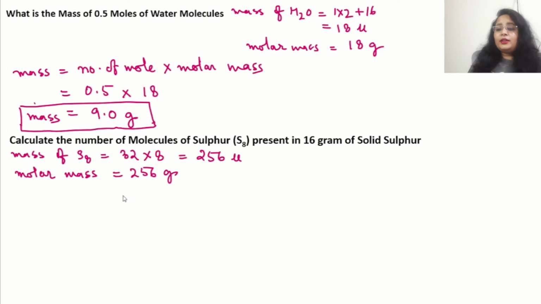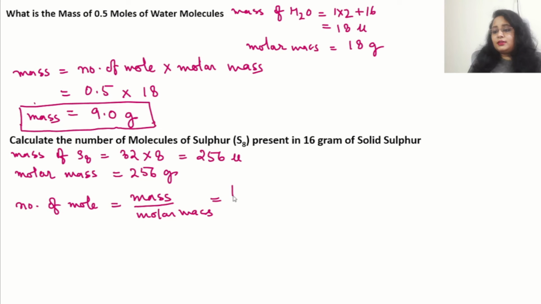Clear? After that we need to count the moles. So formula: number of moles of S8 is equal to mass upon molar mass. Mass is given 16 gram. Molar mass is 256 gram. And gram will cancel, this and this will cancel. The answer will become 1 by 16. This is number of moles.